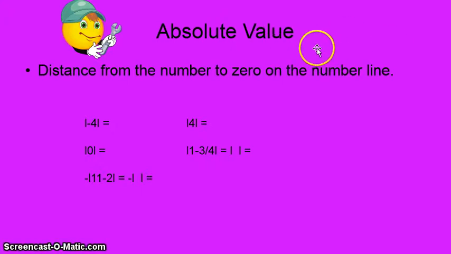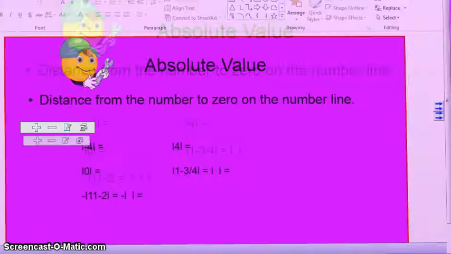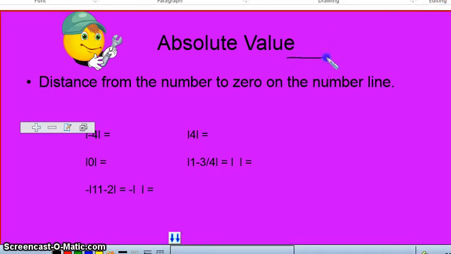So, say you have a number line like this. You have 0 right here. And let's see, we've got 5. Okay, so the distance from 0 to 5 on the number line is 5. So the absolute value of 5 is 5. However, if we have negative 5 down here, the distance from negative 5 to 0 on the number line is 5. So the absolute value of a negative number is just the positive distance from 0 to that number on the number line.